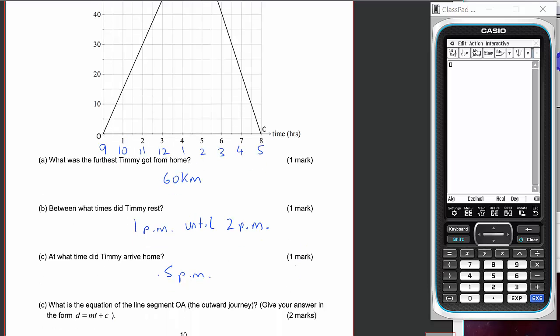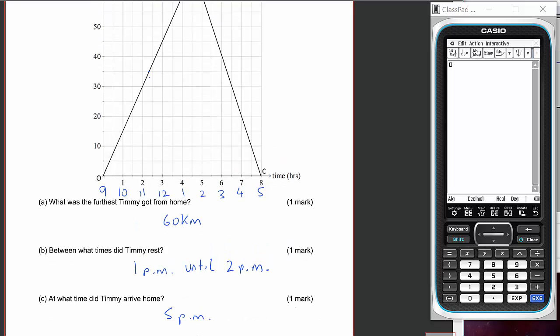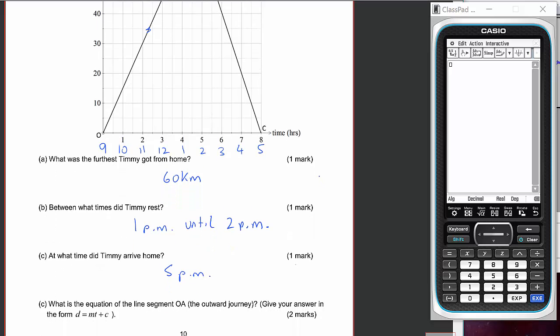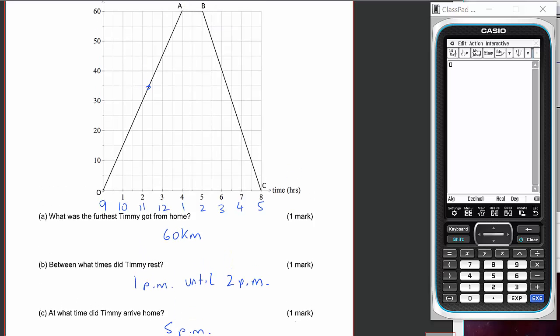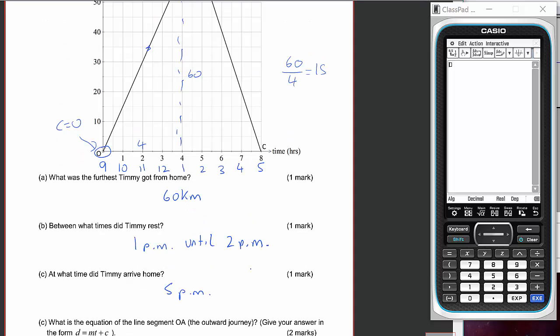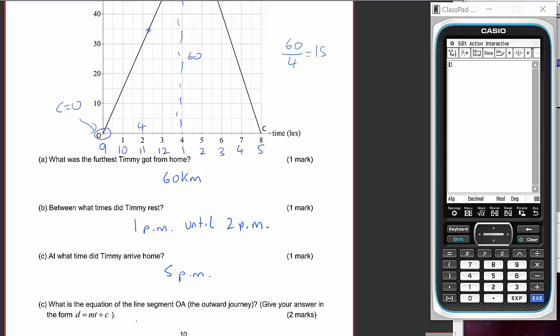What is the equation of the line segment OA? So that's this one just here. Give your answer in the form D equals MT plus C. Well, the C, we can see it intercepts here, so C is equal to 0. But as far as gradient is concerned, we can see that if we go 4 across, we go 60 up. So the gradient would be 60 divided by 4, which is 15. So I'm going to write that as D is equal to 15t. I don't need to write the plus 0.